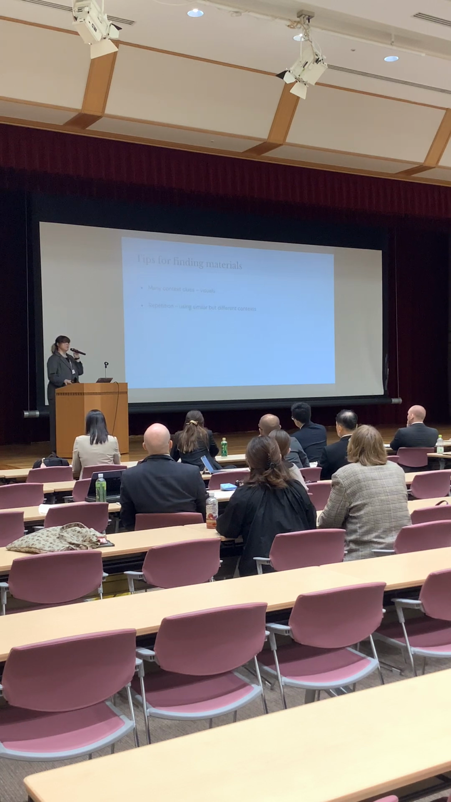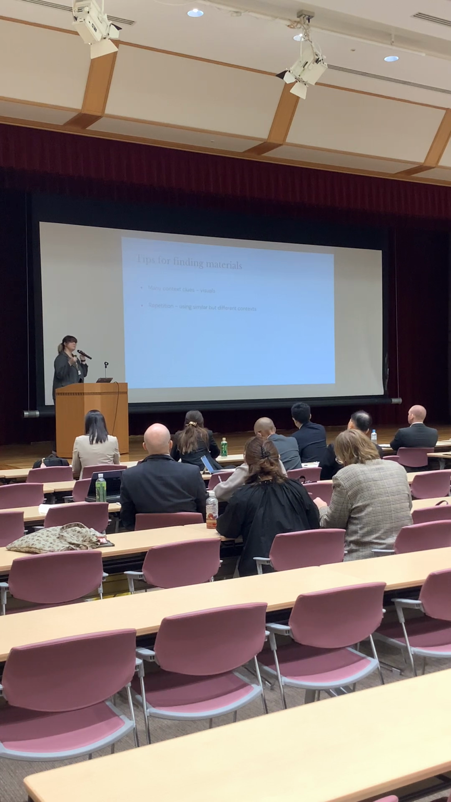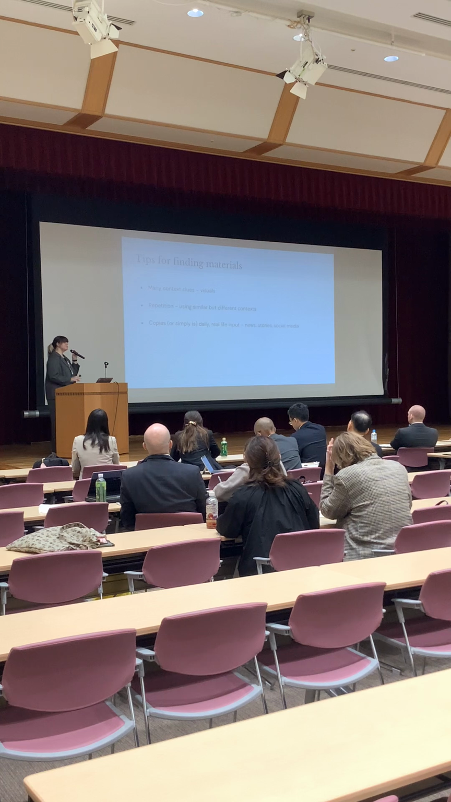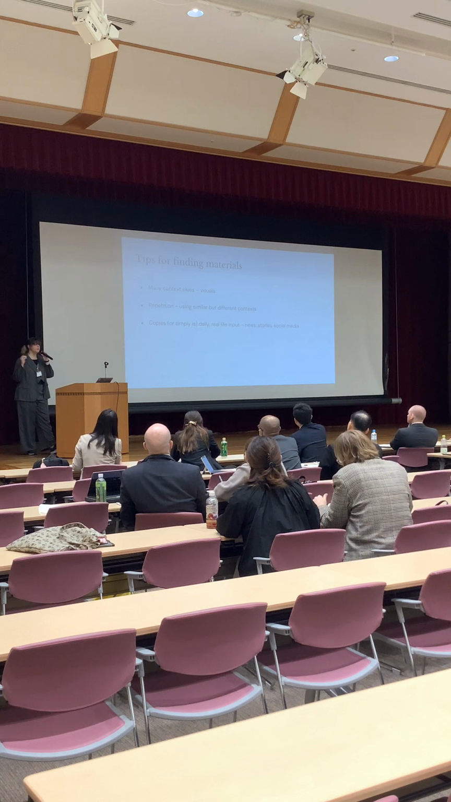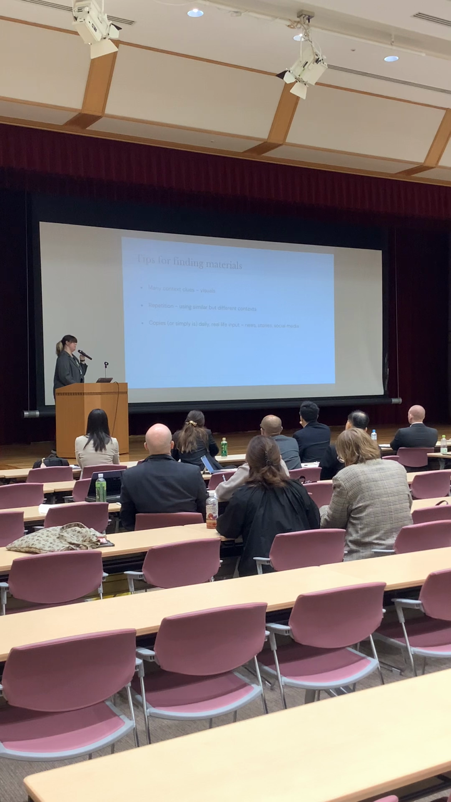Number 2, repetition. So we want to be using similar but different contexts, okay? We're creating consistent communication with our students, but if I'm changing the context too much, it's going to become too confusing. So try to find some similar contexts. And of course, number 3 is real-world daily input. News, stories, social media, things that they can interact with. This is for finding materials.